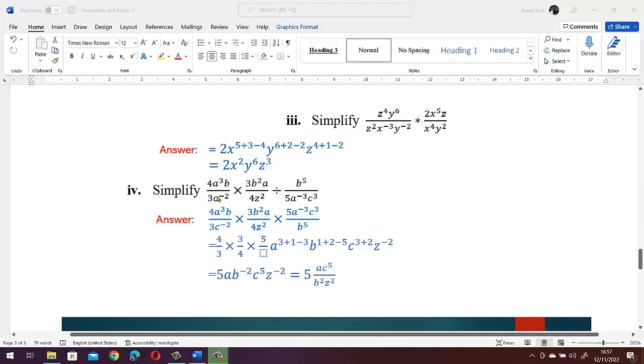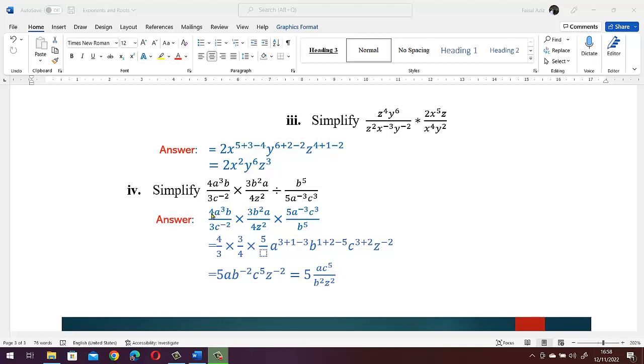We have 4a cube b divided by 3c power -2 multiplied by 3b square a divided by 4z square divided by b5 and then divided by 5a power -3 c cube. So as a first step we need to change this division sign, and when it will become multiplication, these values will flip, and 5a power -3 c3 will be a numerator, and b power 5 will come in the denominator. The same way we will have to keep all the variables separately.